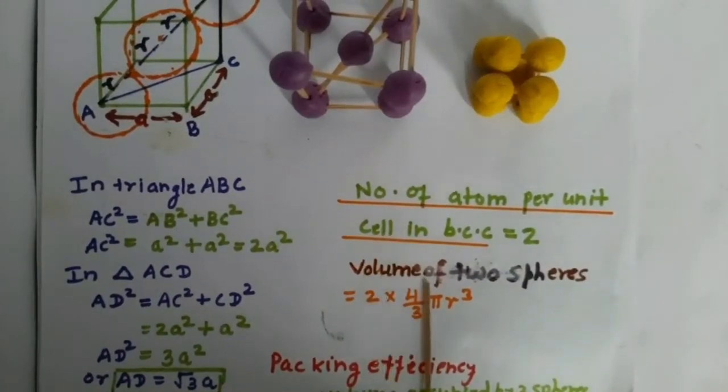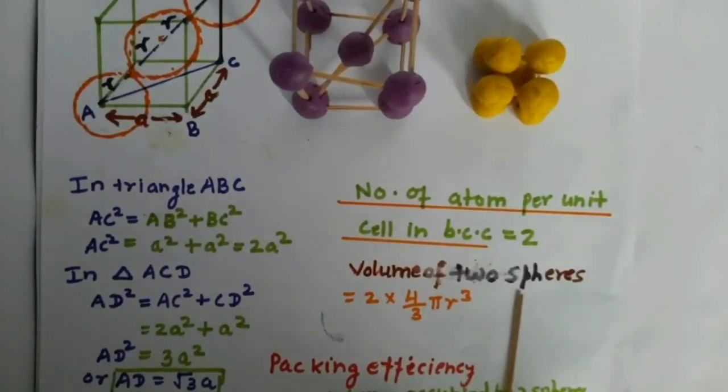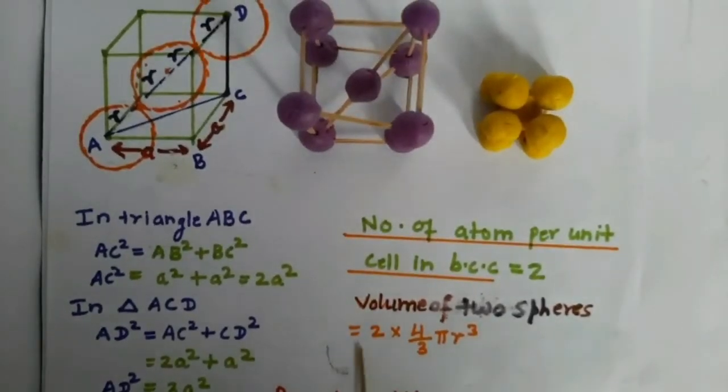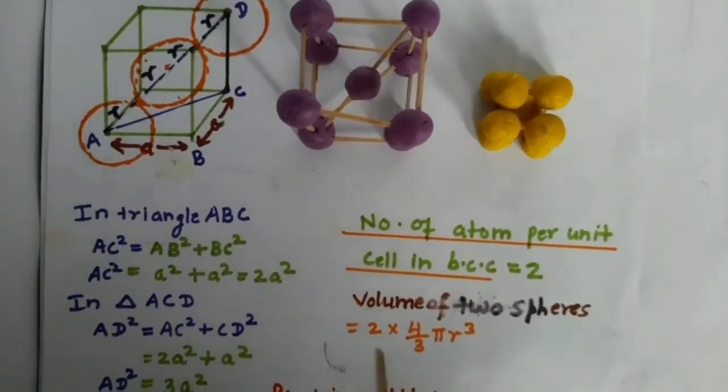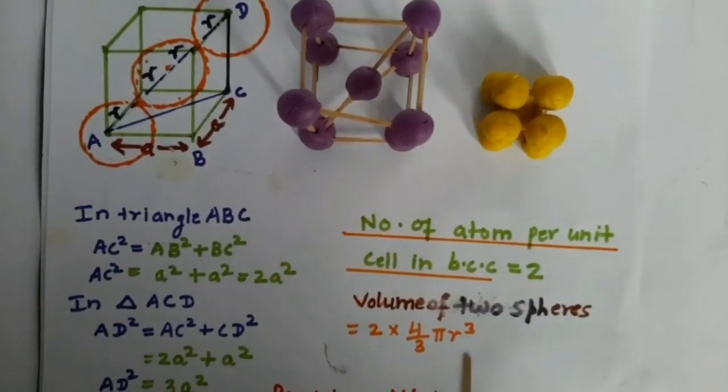So the volume occupied by the 2 spheres in this unit cell will be equal to 2 multiplied by 4 by 3 pi r cube, where the volume of the sphere is 4 by 3 pi r cube, and r represents the radius of the sphere. So the total volume occupied by the spheres in this unit cell is equal to 2 multiplied by the volume of the sphere, that is 4 by 3 pi r cube.